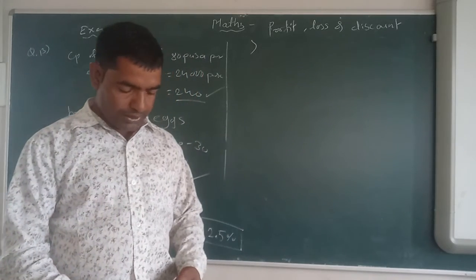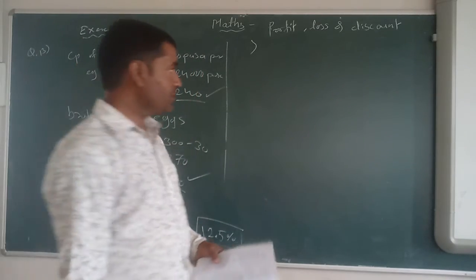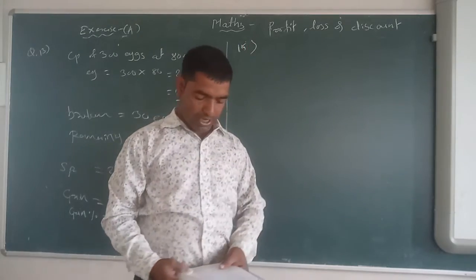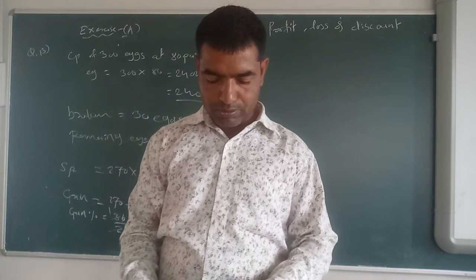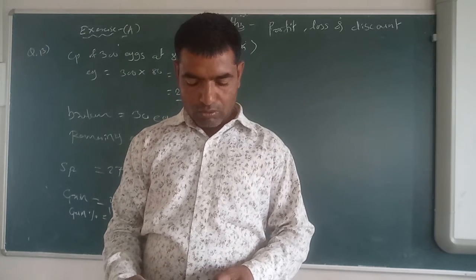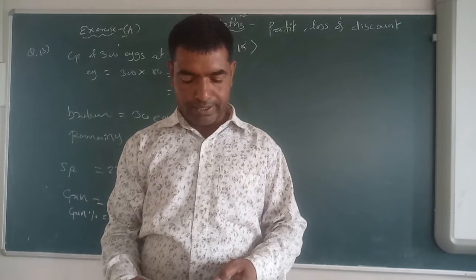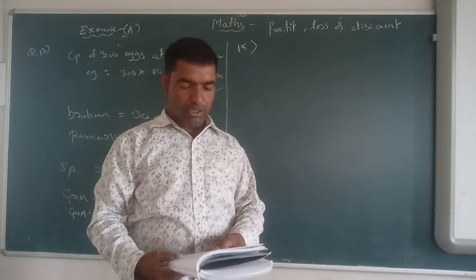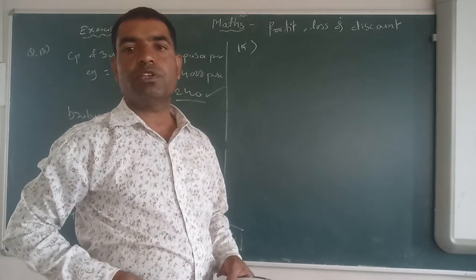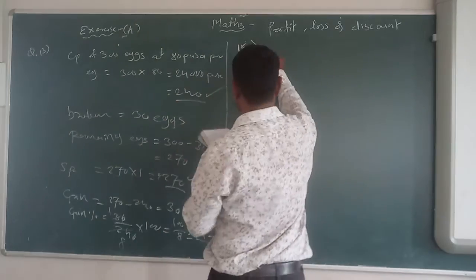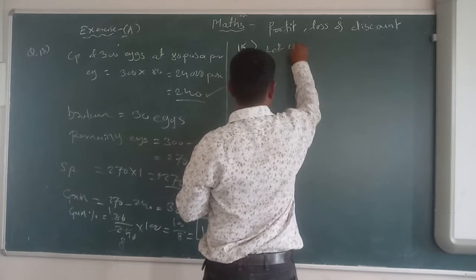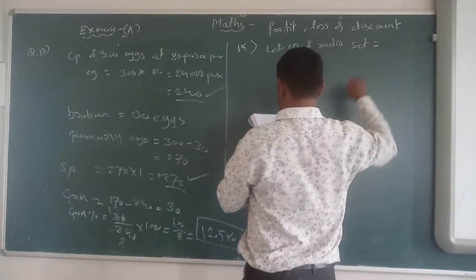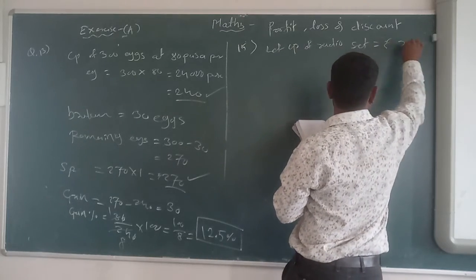Now question number 15. A man sold a radio set for rupees 250 and gained 1/9 of its cost price. We have to find its CP and profit percent. Here the CP is not given, so we will consider the CP. Let the CP of the radio set be rupees X.